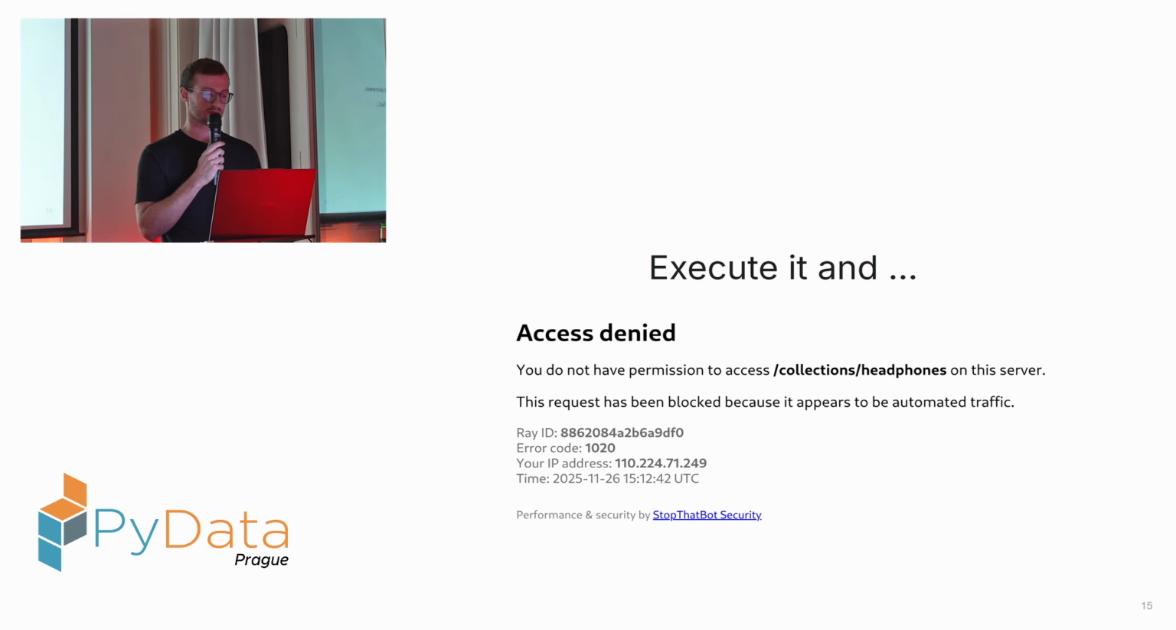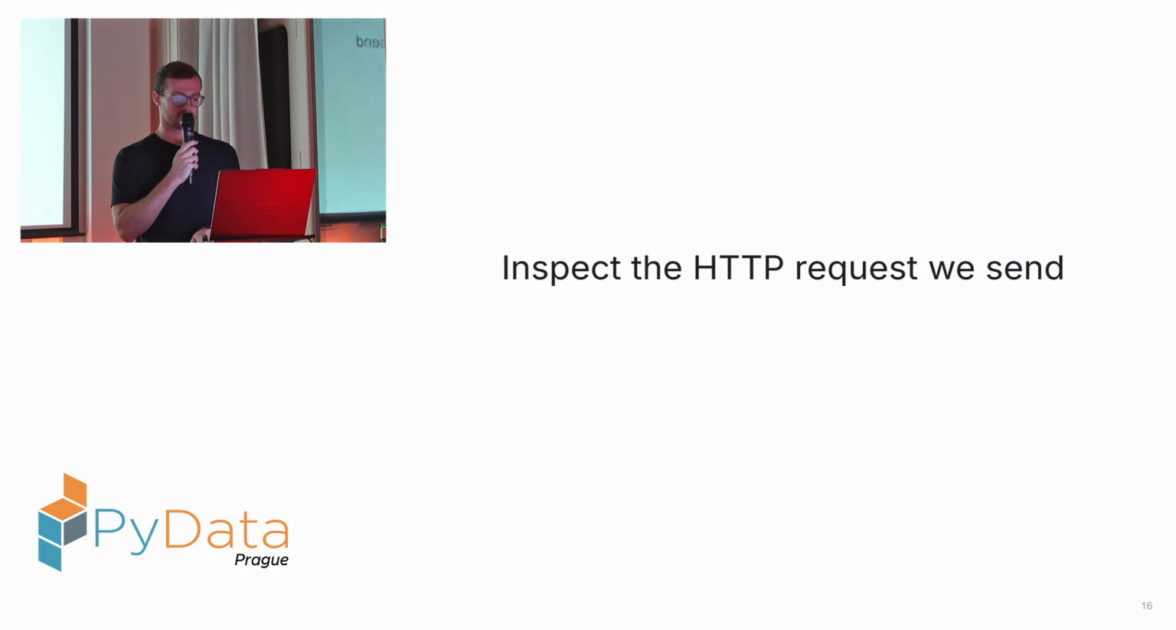Now the error message said that this request has been blocked because it appears to be automated traffic. So we've been recognized as a bot, as automated traffic, and been blocked. So let's inspect the requests we are sending, and let's see whether there is something suspicious about them.